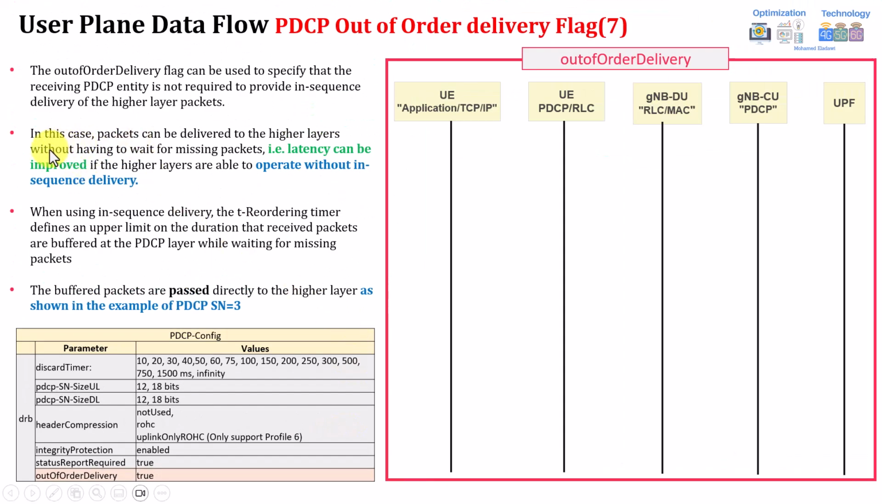If you read this sentence on the left here, the out of order delivery flag can be used to specify that the receiving PDCP entity is not required to provide in sequence delivery of the higher layer. So if this one is used, this means the PDCP is not required to provide in sequence delivery. It will just deliver whatever it receives, despite it being in sequence or not. And for sure, it can improve the latency, but again, this can also cause multiple issues at the TCP, which is retransmission can increase, which can impact your throughput in general.